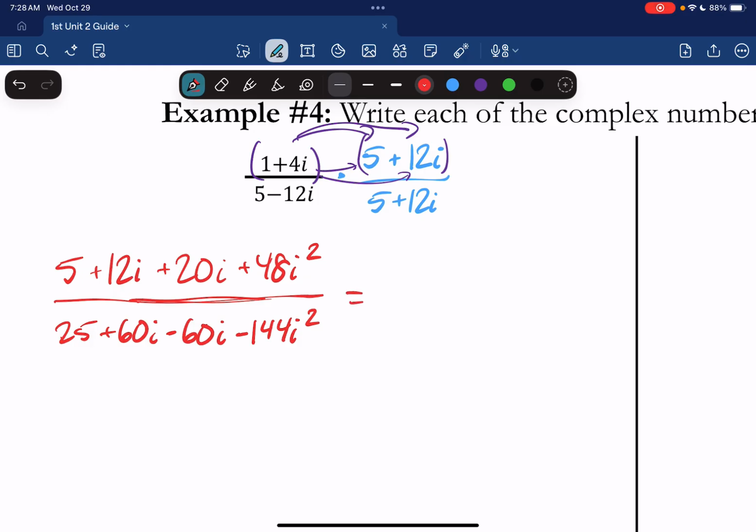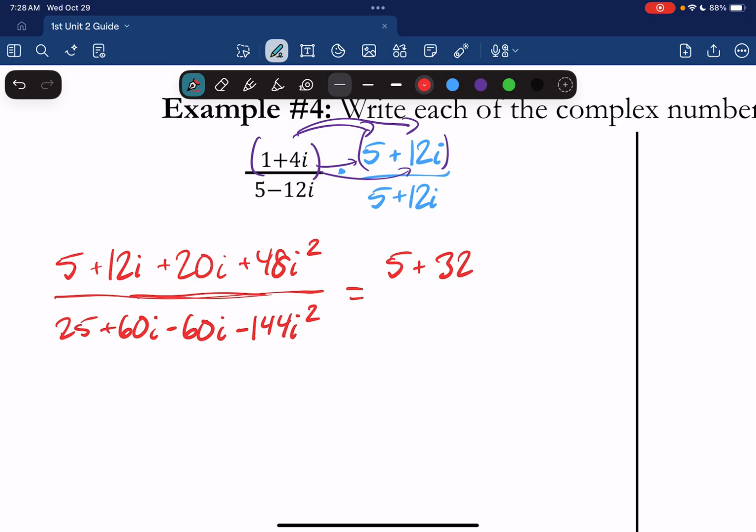So I can simplify my numerator. This gets me 5 plus 12i plus 20i is plus 32i. And then plus 48 times negative 1. And now in my denominator, the 60i and negative 60i are going to cancel out. So that leaves me 25 minus 144 times negative 1.